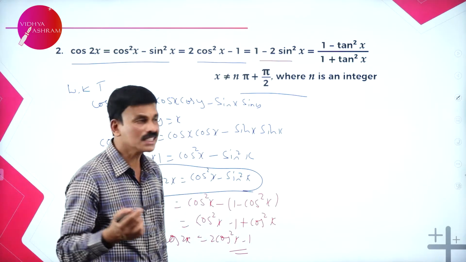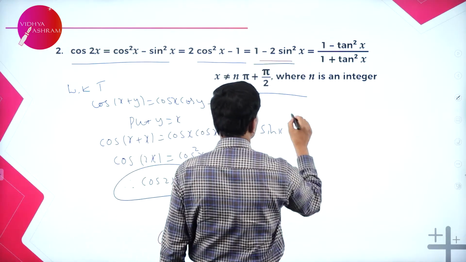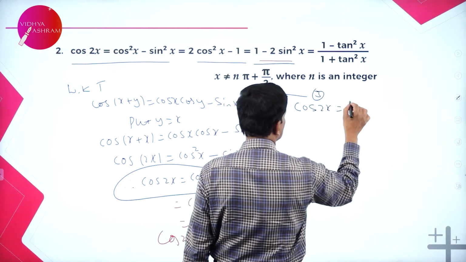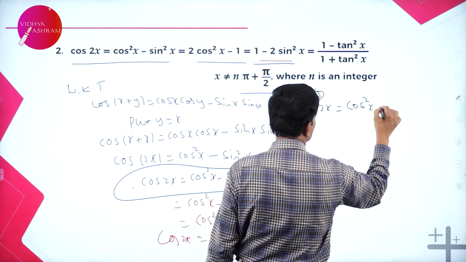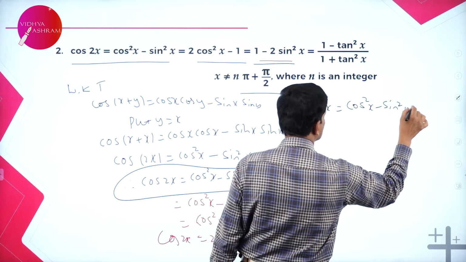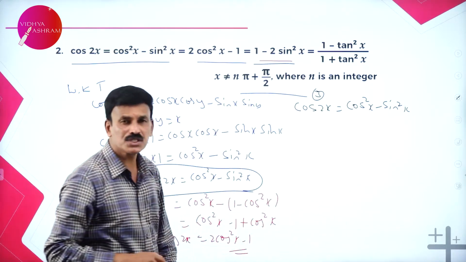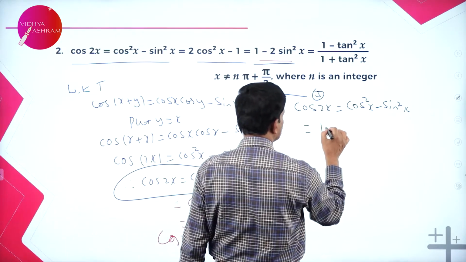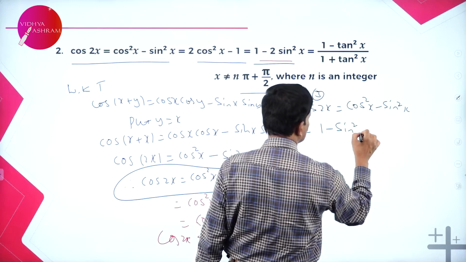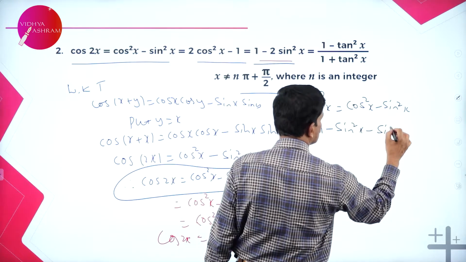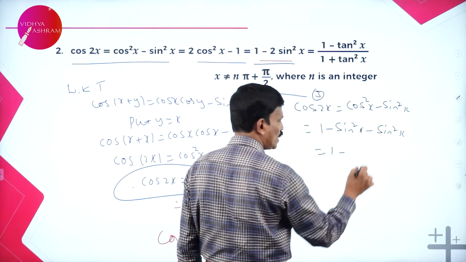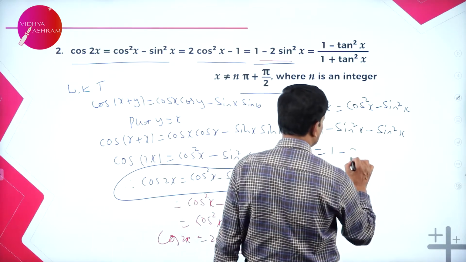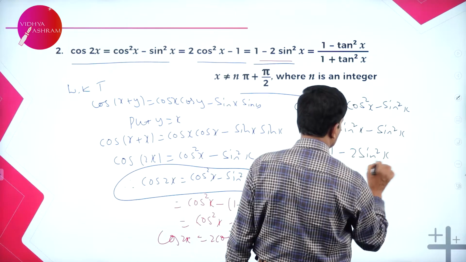Now let us come to the third part. Cos 2x is equal to, what is cos 2x? Cos square x minus sin square x. Now just convert cos to sin, that's all. We know cos square x is also equal to 1 minus sin square x. This sin square x as it is, so this is equal to 1 minus sin square x minus sin square x. There are 2 sin square, so 1 minus 2 sin square x.